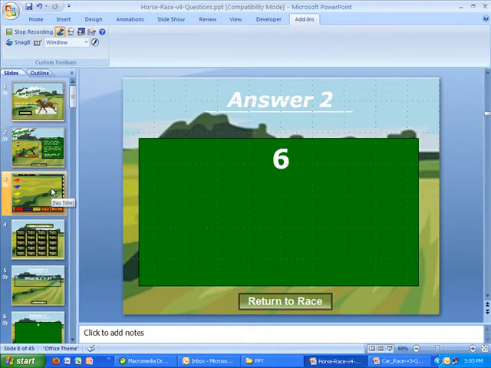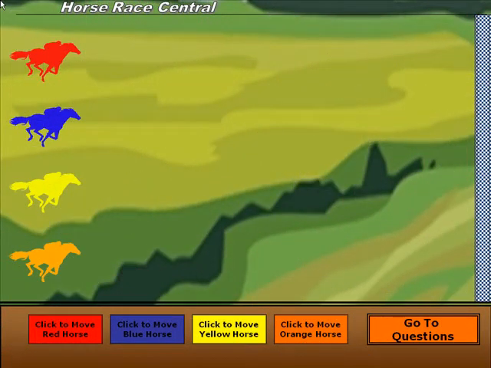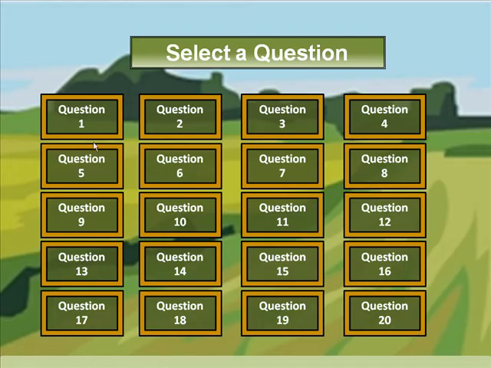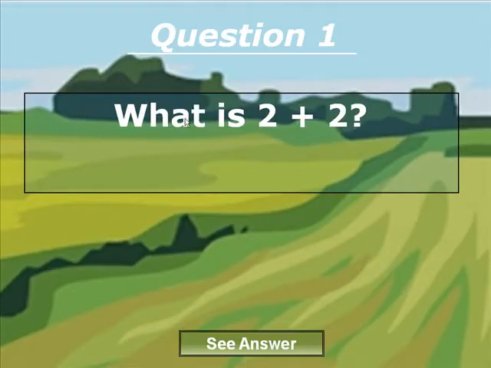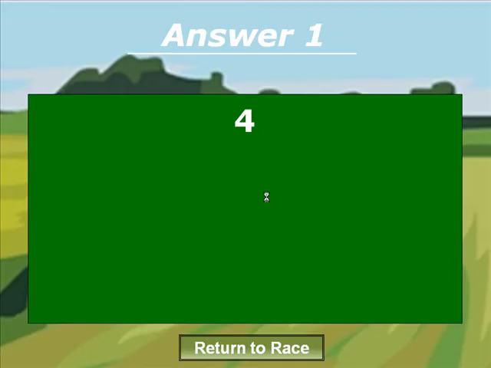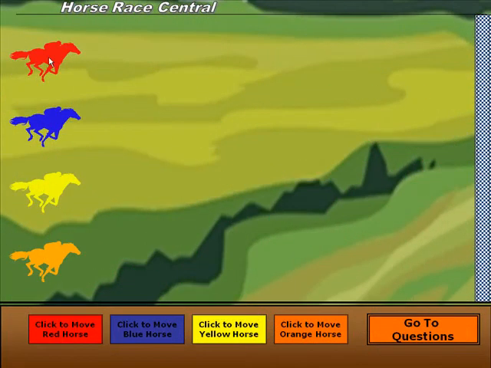I'm going to actually start right on this slide here. So when I start up the game with my students, after going through and typing in all the questions and answers, I'm going to click Go to Questions. I would pretend that one of the first teams chose question 1, which is what is 2 plus 2, and they would say 4. I'll click See Answer, and in this case they are correct, and we'll click in the lower center to return to the race. Now the red horse would be clicked 1 time, or the orange horse 1 time to go forward to represent that team. You continue this process until you're finished.